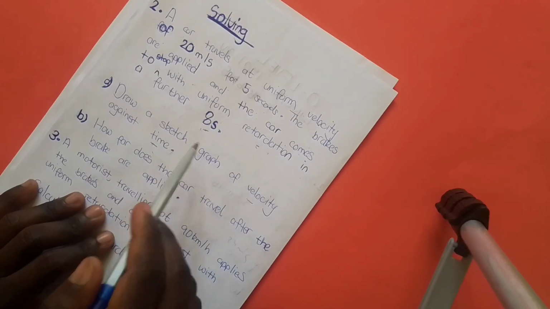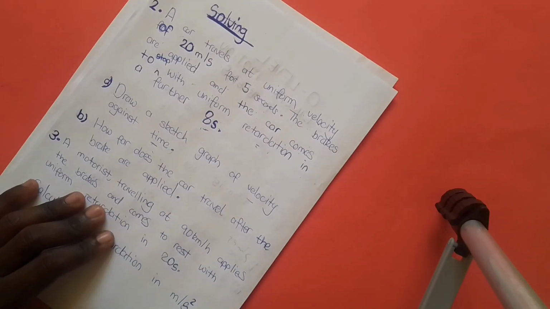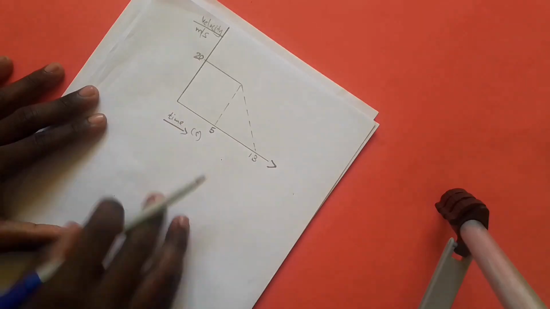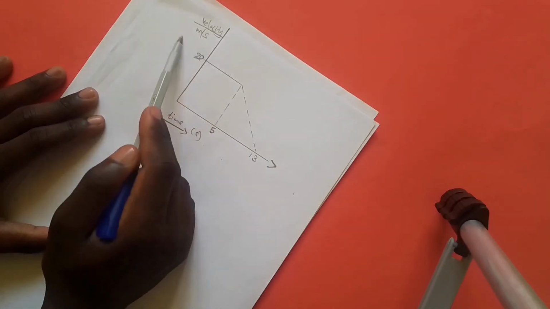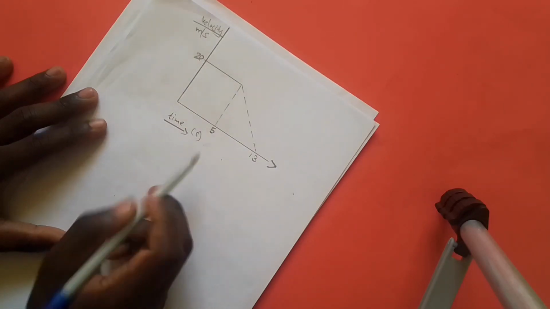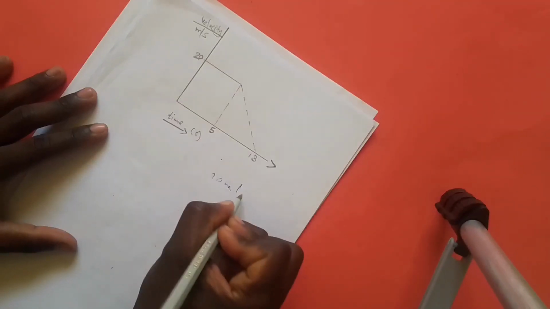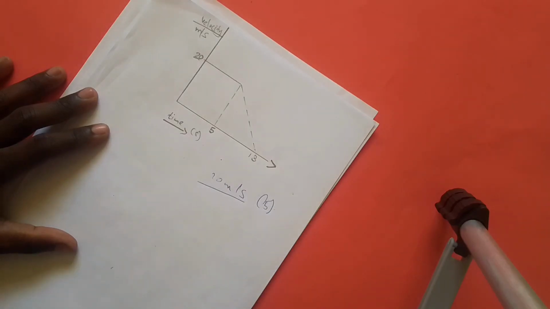Okay, so a graph of velocity against time. This is an easy one. After you're done sketching the graph, it will look like this, right? So it's a velocity time graph. This is the velocity in meters per second, and this is the time in seconds. The question is saying that the body was moving at 20 meters per second for 5 seconds, right? So the velocity was constant for 5 seconds.